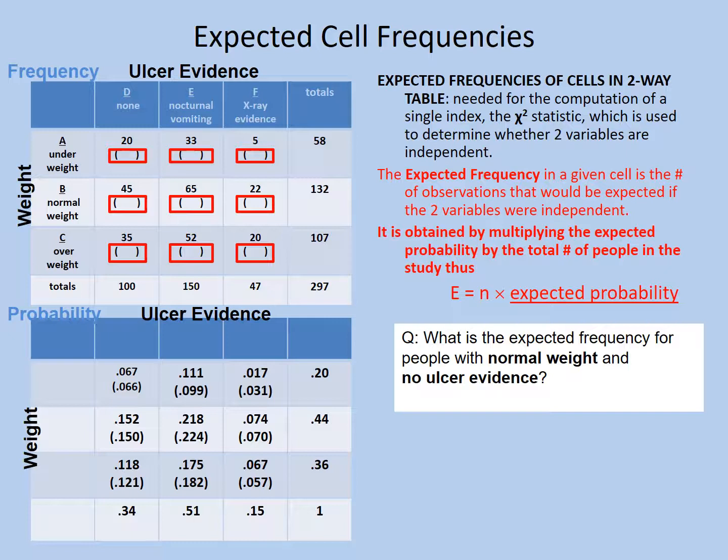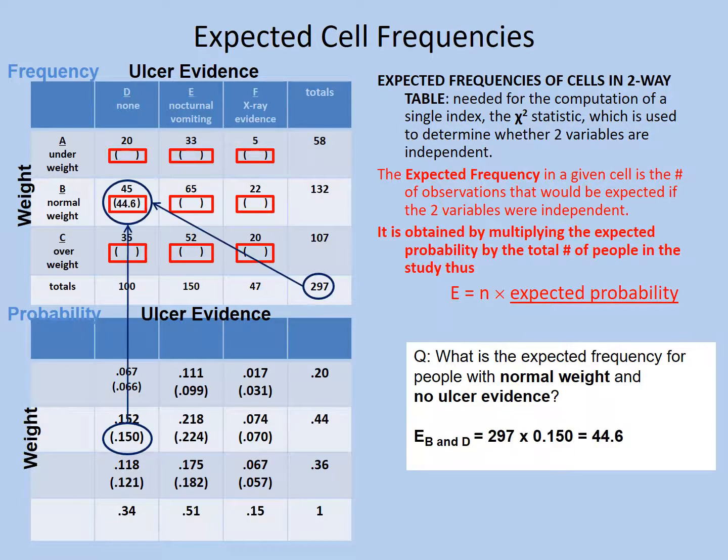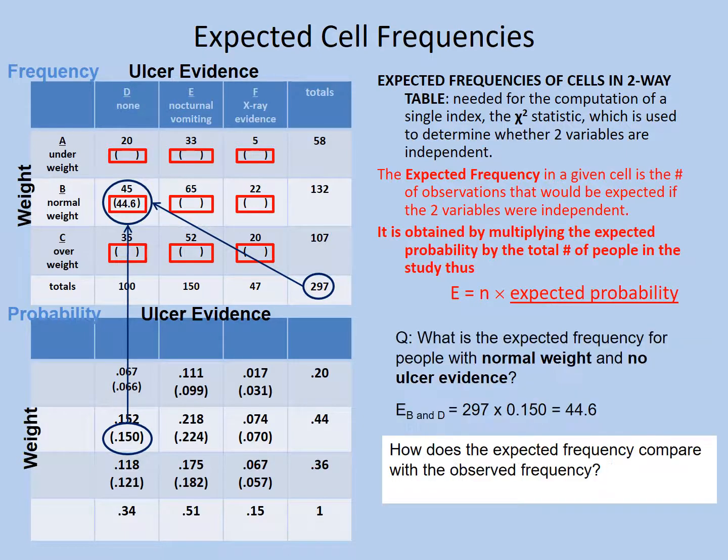So what is the expected frequency for people with normal weight and no ulcer evidence? From our formula, this expected cell frequency is equal to 297 times 0.150, which equals 44.6. So how does the expected frequency compare with the corresponding observed cell frequency?